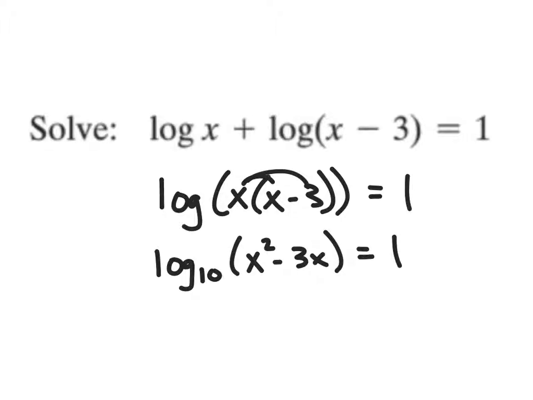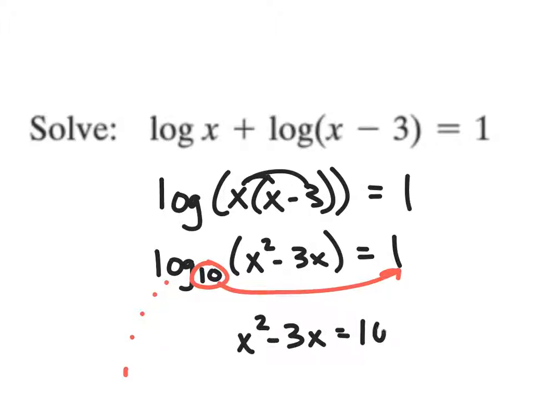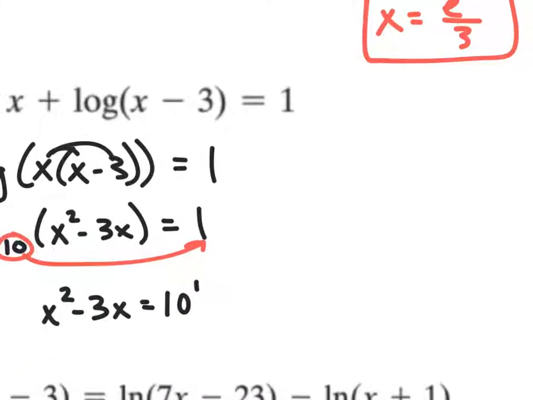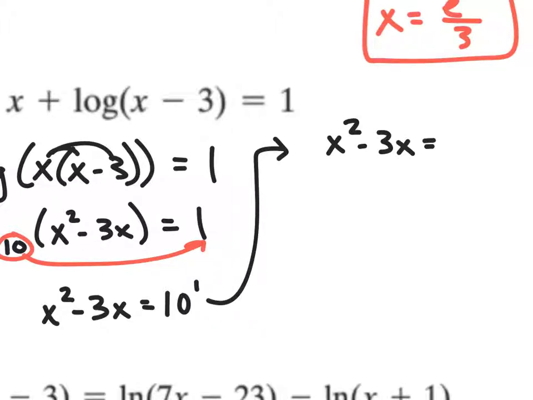At this point, what I want to do is turn this into an exponential form. My 10 is my base, 1 is my exponent, the log drops off. So now we're left with x squared minus 3x is equal to 10 to the first power. Now let's move this up over here and solve. So we've got x squared minus 3x is equal to 10.